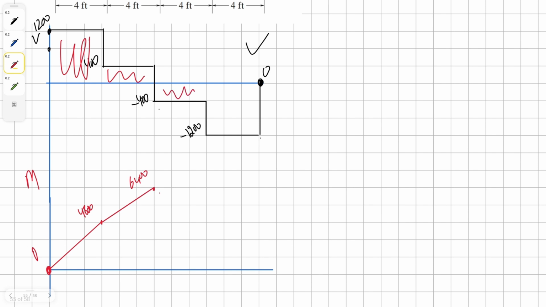And then we have this area, which is going to be negative 1,600. And this will bring us back to our 4,800 mark. It's going to be a first order curve. And then we have this area, which is 1,200 times 4, which is negative 4,800. That's going to bring us to the 0 mark.